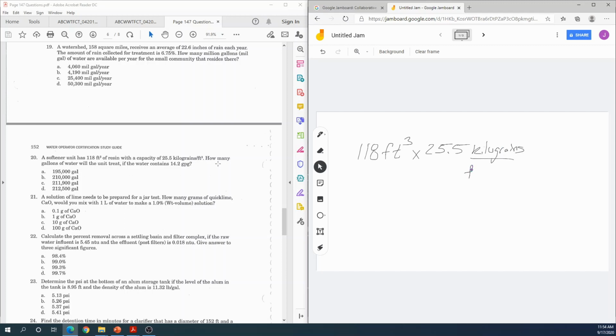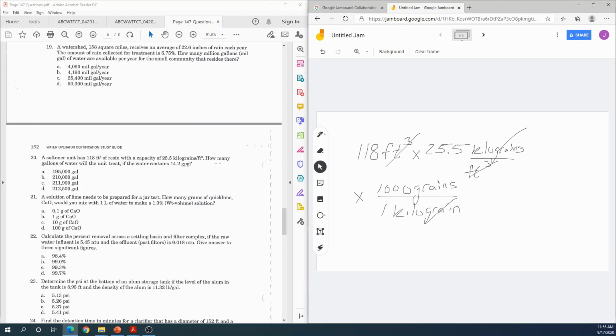Now we know that there are 1,000 grains in 1 kilogram. So kilograms cancel kilograms. Cubic feet cancel cubic feet. And we have grains. So that's how many grains we can actually treat with this resin.